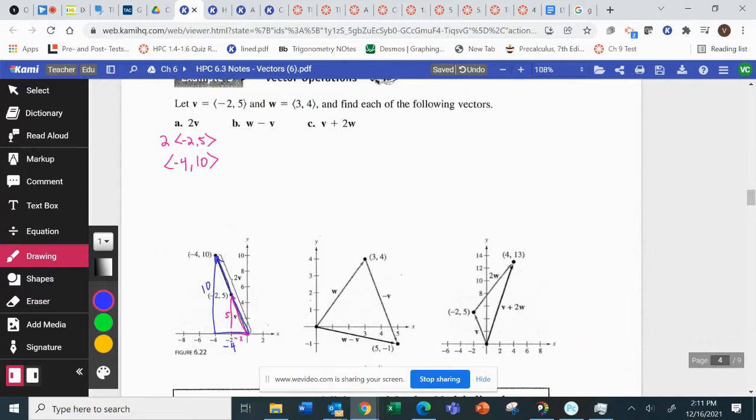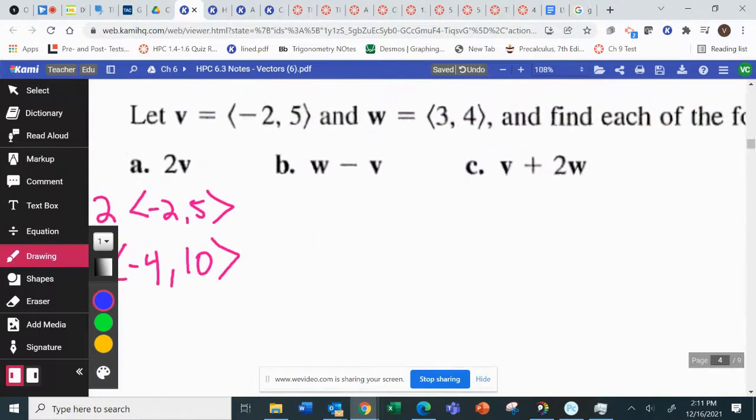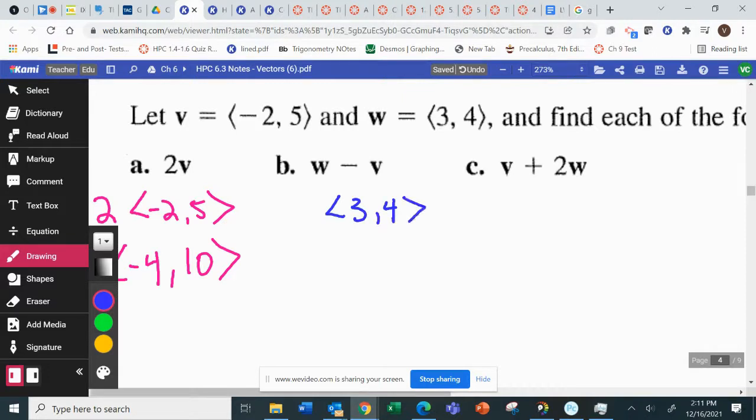The next is W minus V. So W is 3, 4 in component form. Take away V, which is negative 2, 5. So we're going to subtract each of those. We'll get 5, negative 1.